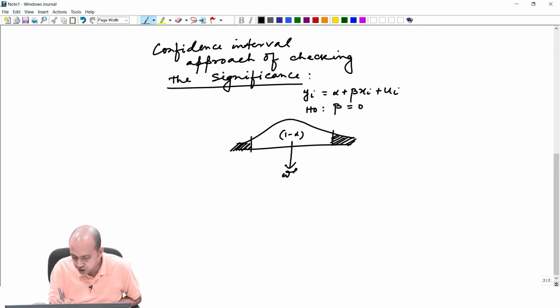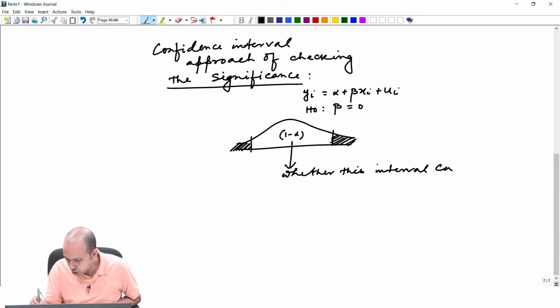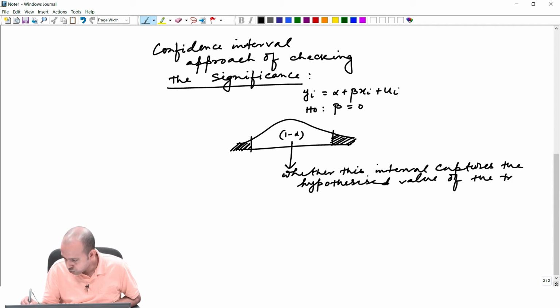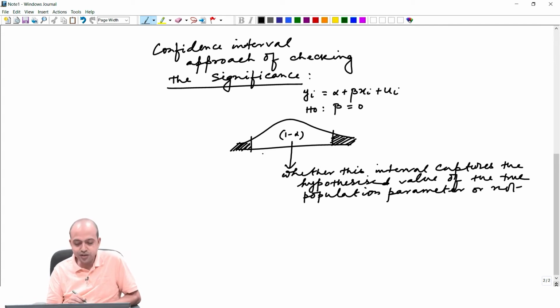So, whether that hypothesized value of the true population parameter is captured by this interval or not. So, what we have to check, whether this interval captures the hypothesized value of the true population parameter or not.